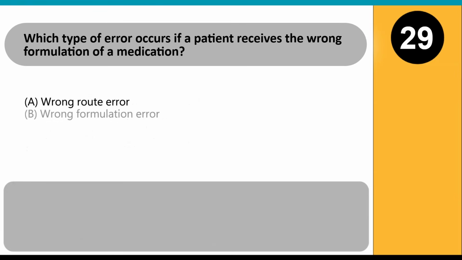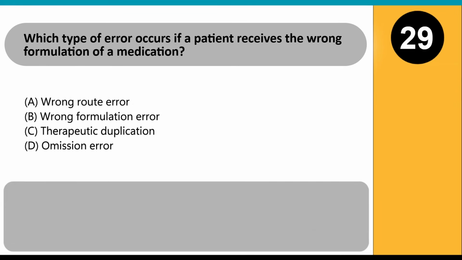Which type of error occurs if a patient receives the wrong formulation of a medication? A. Wrong route error. B. Wrong formulation error.